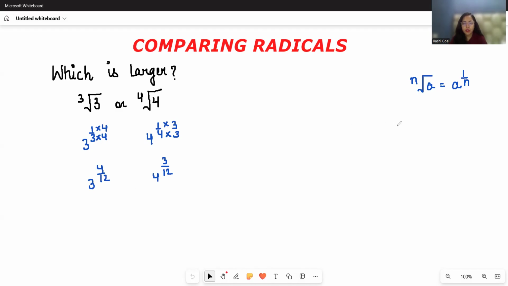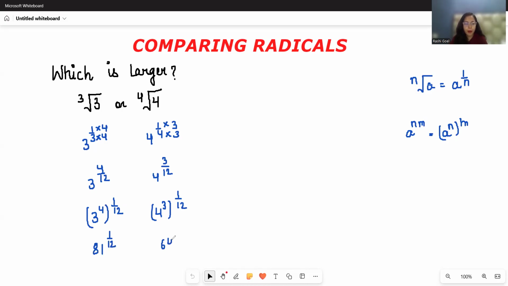Now, according to the exponent rule, a power n, we can write it as a power n power n. So I can write this as 3 power 4 whole power 1 by 12 and here 4 power 3 whole power 1 by 12. Now 3 power 4 is 81, power 1 by 12, and here 4 cubed is 64, power 1 by 12. Now we have the same exponents, so just compare the bases.